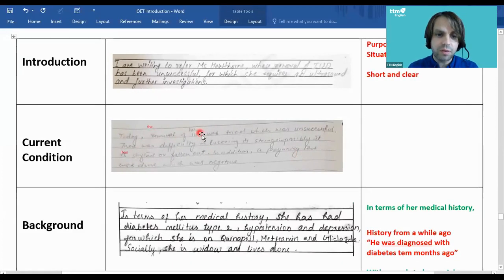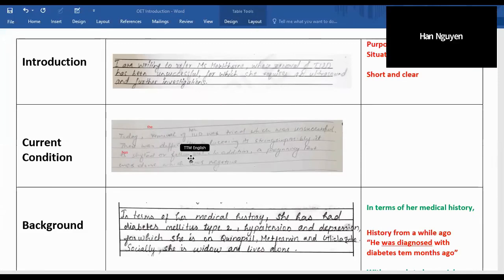You've got an example here. Today, the removal of her IUD was tried, which was unsuccessful. There was difficulty in locating its strings. Possibly it has shifted to the fallopian tube. In addition, a pregnancy test was done, which... let me show you here. Look at that last sentence. Should it be was or is? I think was, because today is the day of the removal.